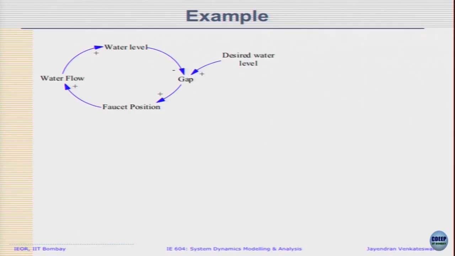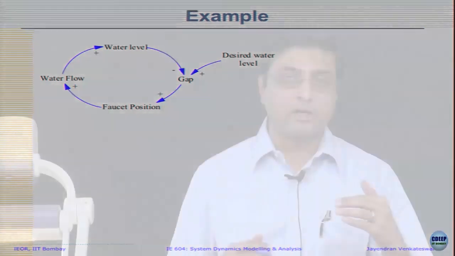We have seen this negative feedback system where we have water level and I have a desired water level. Based on the gap, I decide how fast I want to open the tap and the water is going to flow in, and as the actual water level reaches the desired water level, I turn down the faucet, either automatically or manually, whatever, right.